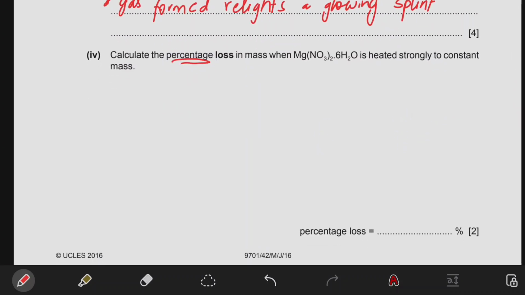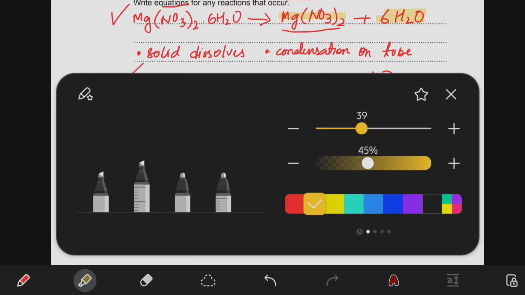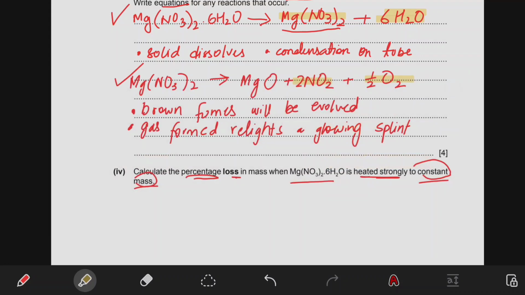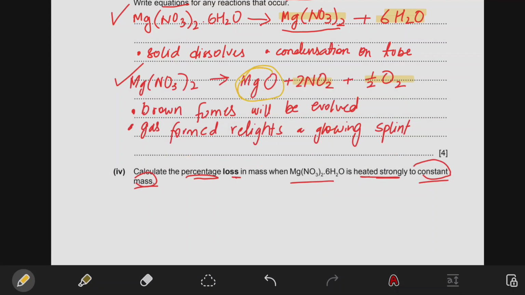Calculate the percentage loss in mass when this is heated strongly to constant mass. Now what? Okay, so remember that they're talking about when it is heated strongly. So this will happen and this will happen, right? And what would the constant mass be in the last? What is remaining in the last? If you go back to your equations, you see that actually magnesium oxide is the one that is remaining in the last, right? So the constant mass would be of magnesium oxide, and the initial mass that you are going to take to find out the percentage is going to be of this, right?